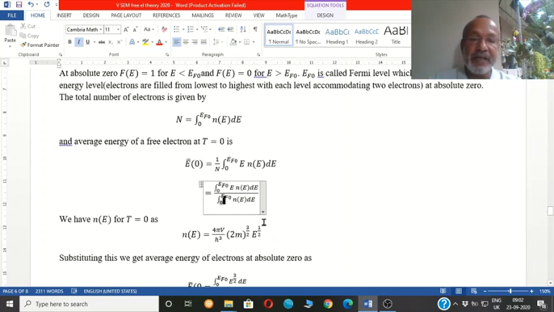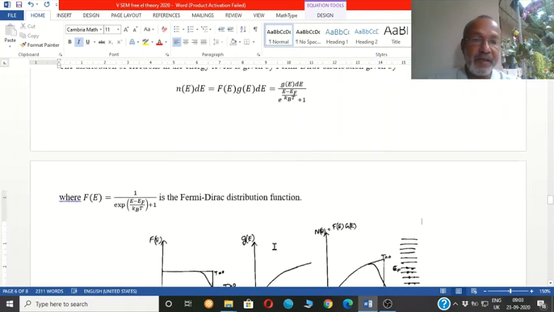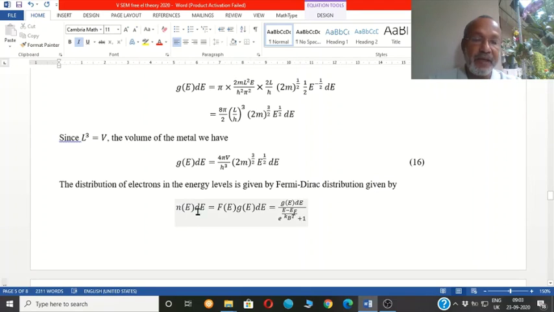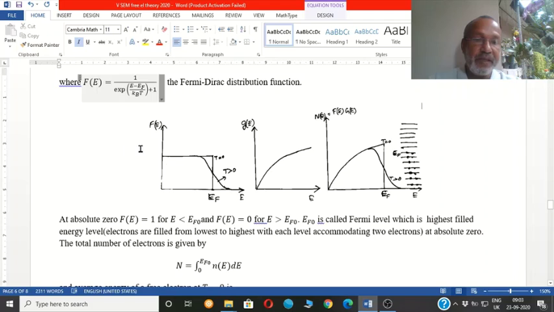Next we will do the integration. For that we require the value of Ne here and here. Ne is actually Fe into Ge if you cancel dE on both sides. And Fe at absolute 0, you can see in this graph, is 1 up to EF, and thereafter it is 0. So we are integrating from 0 to EF0, and up to EF0 the value is 1.